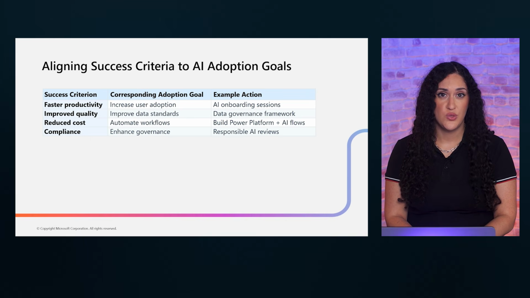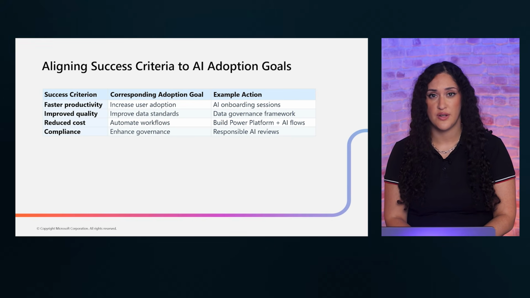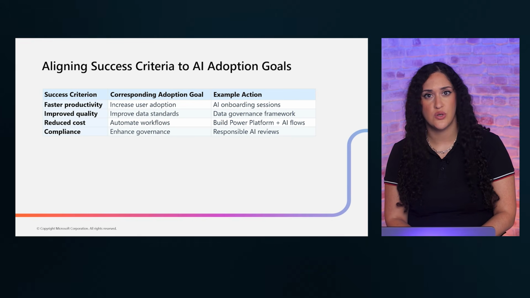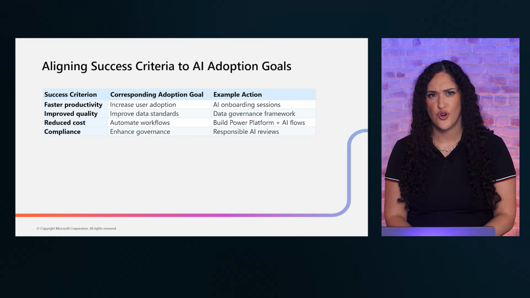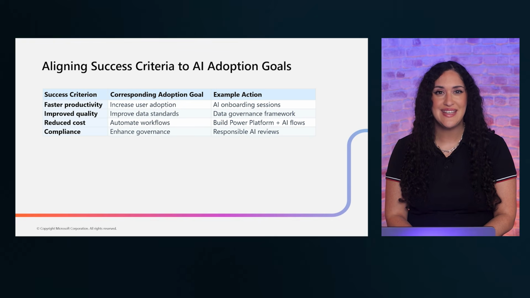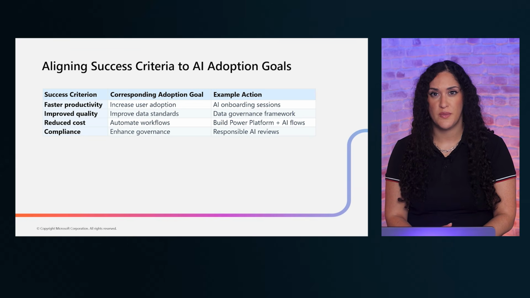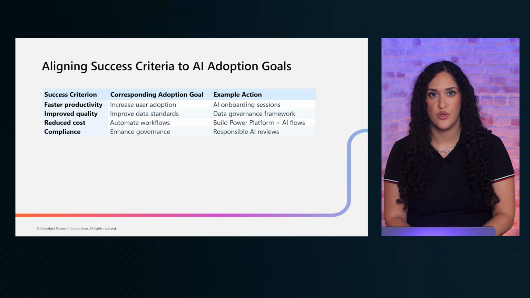This table shows how success criteria connect directly to adoption goals. If your success criterion is faster productivity, your adoption goal is user adoption, supported by AI onboarding sessions. If you're targeting improved quality, you need data standards supported by a governance framework. For reduced costs, the goal is workflow automation through Power Platform and AI flows.